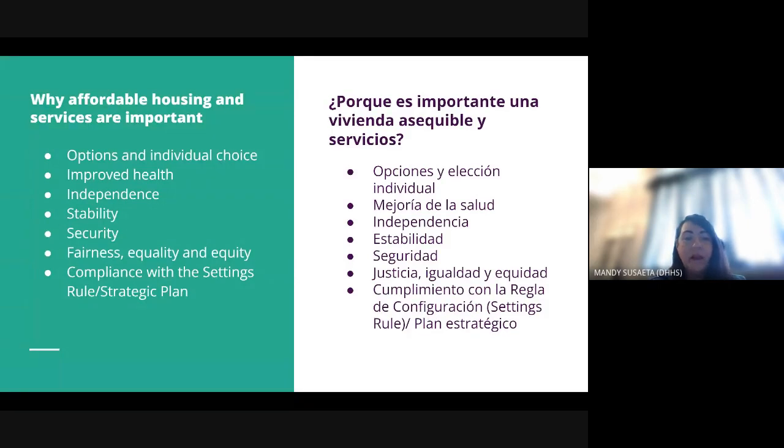They provide options and individual choice. It improves their health. It allows for independence, stability, and security. It is fairness, equality, and equity, and compliance with the settings rule and our strategic plan. Next slide.